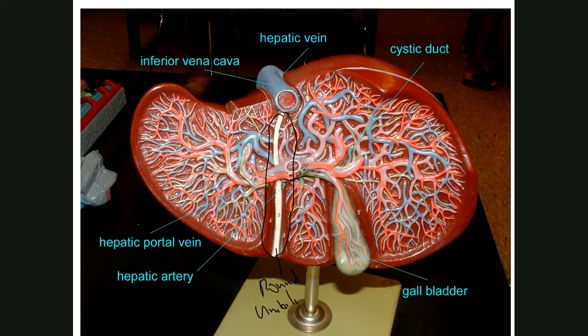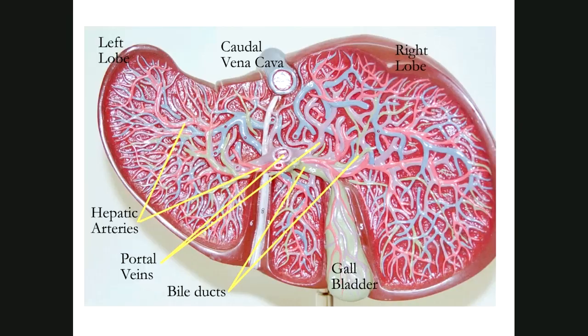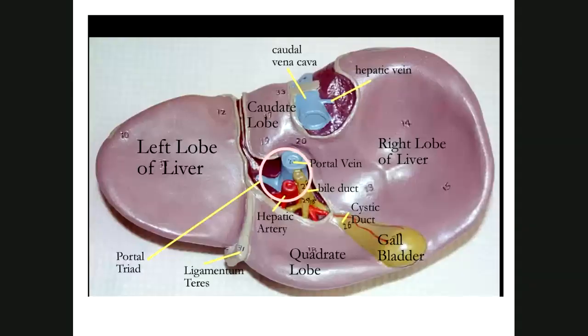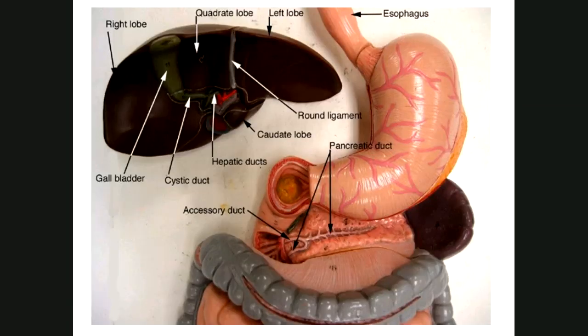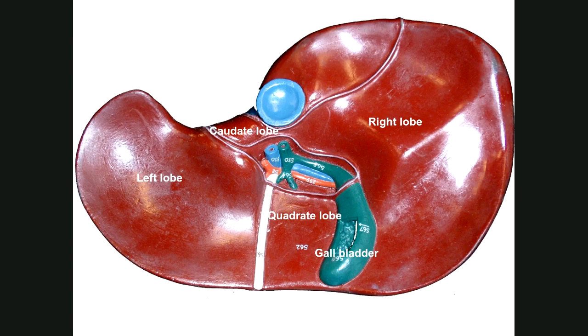So the umbilical vein goes to the liver. And when you're born, it turns into this ligament. You can see it here as well. And you can see it here as well. And then you can also see it here. So that's the round ligament. And here it is right here.